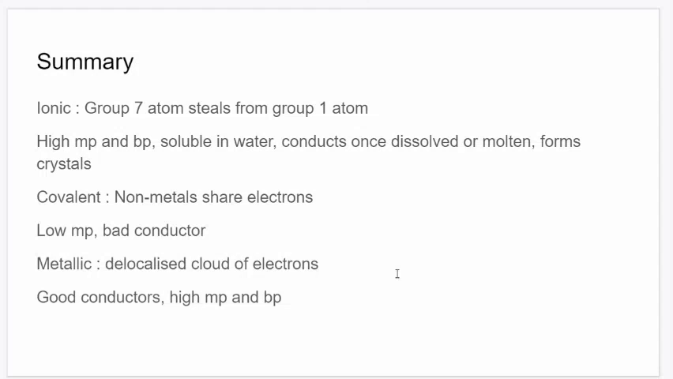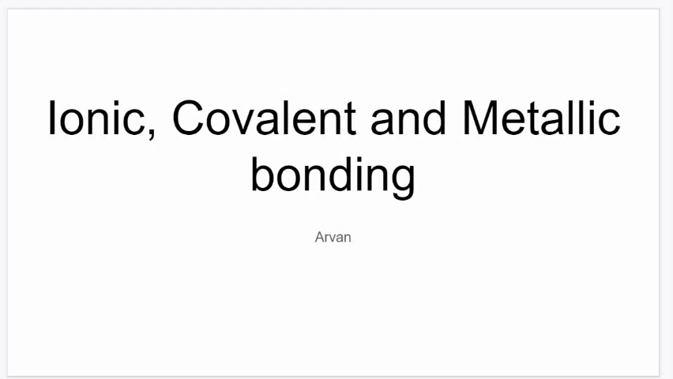And in metallic bonding, they have a delocalized cloud of electrons. That's one of the key terms for metallic bonding, and they are good conductors of electricity and heat, and they have high melting points as well as boiling points. That is all for the chemical bonding: ionic, covalent, and metallic.